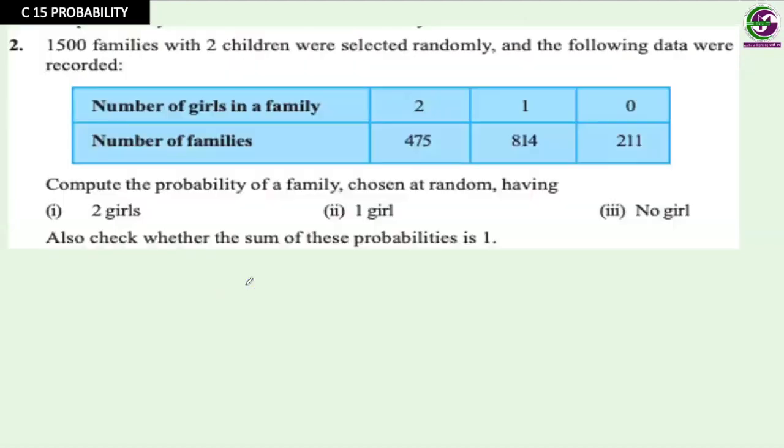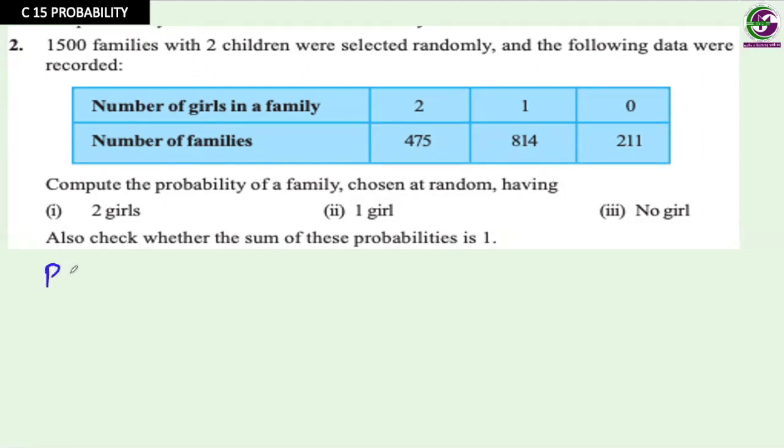Let us see the next question. 1,500 families with 2 children were selected randomly, and the following data were recorded: number of girls in the family. Out of 2 children, both of them were girls, 475; only one girl, 814; and no girls, 211. Compute the probability of a family chosen at random having 2 girls.